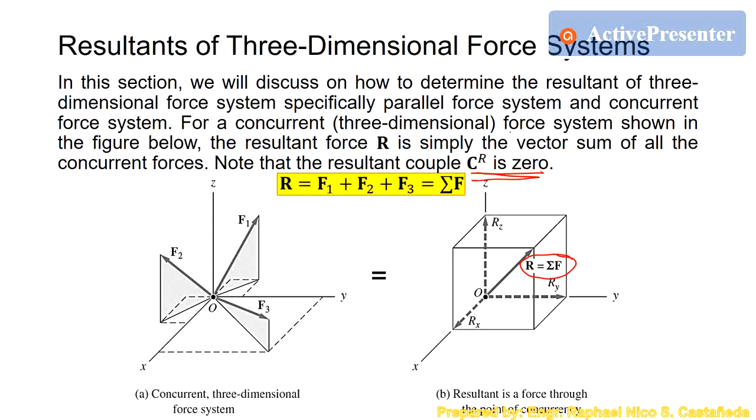The components of the resultant are basically the summation of all the components of the original forces in the force system. In general, you simply apply vector addition to get the resultant of the components of the concurrent force system.